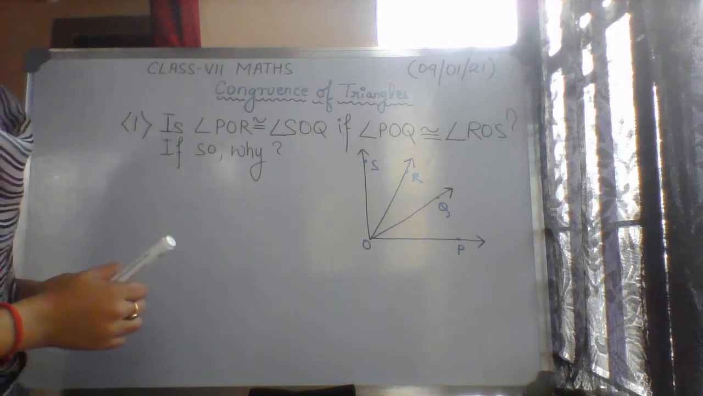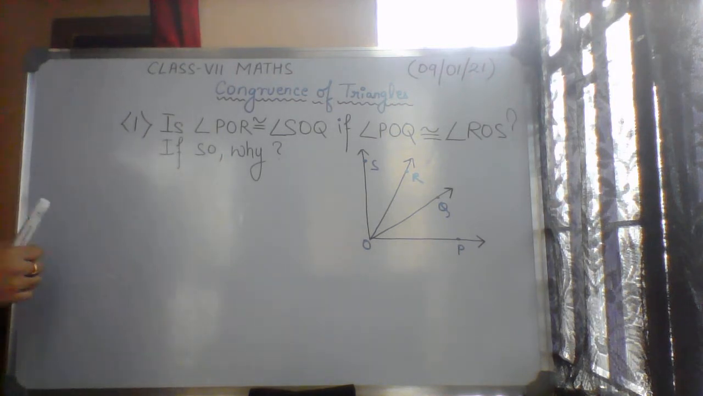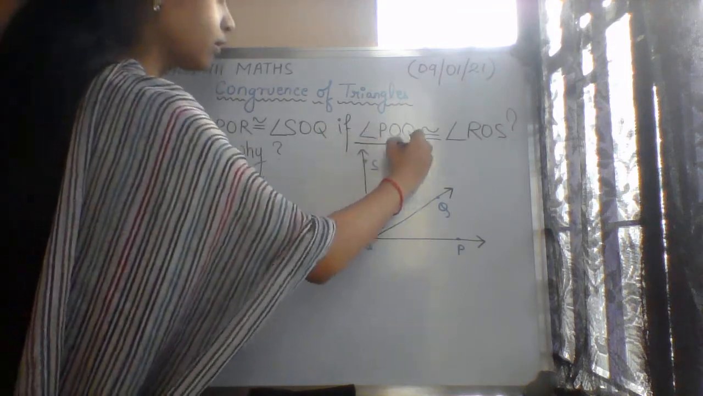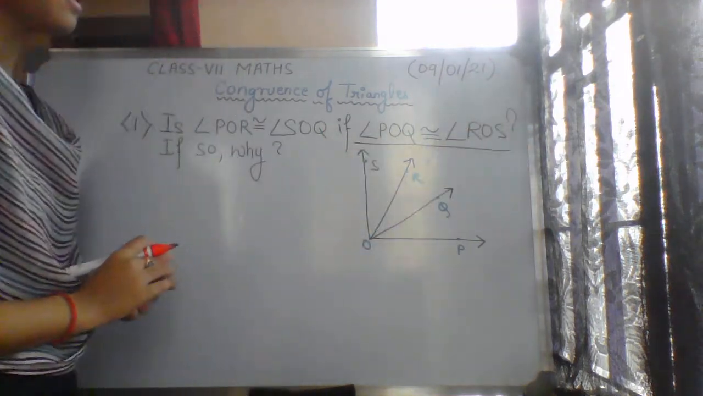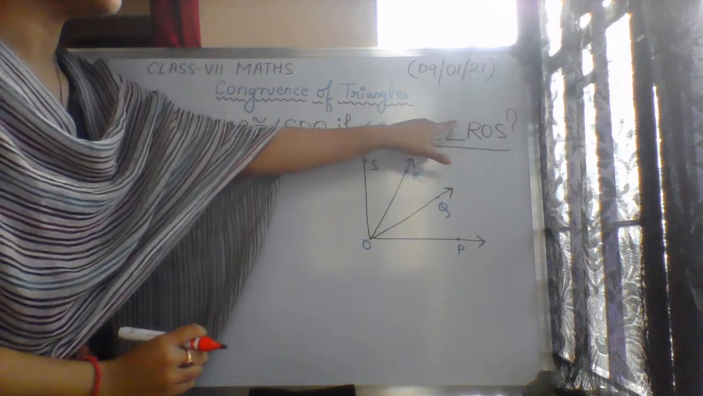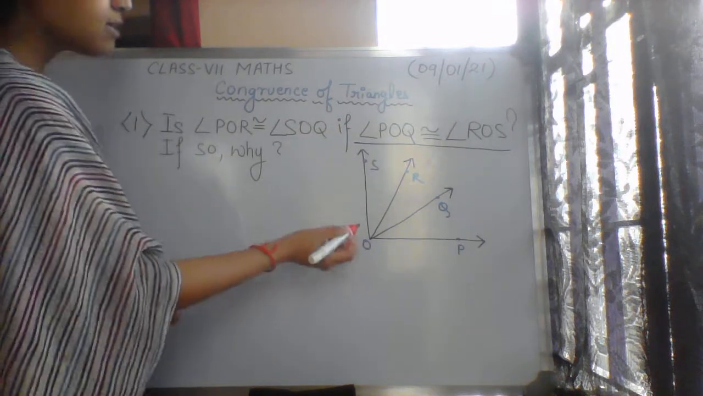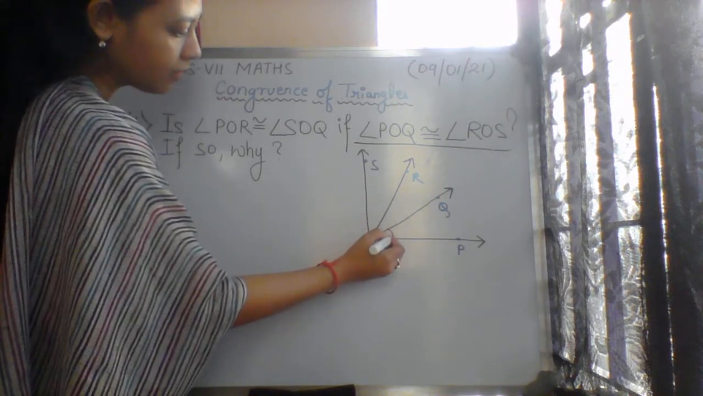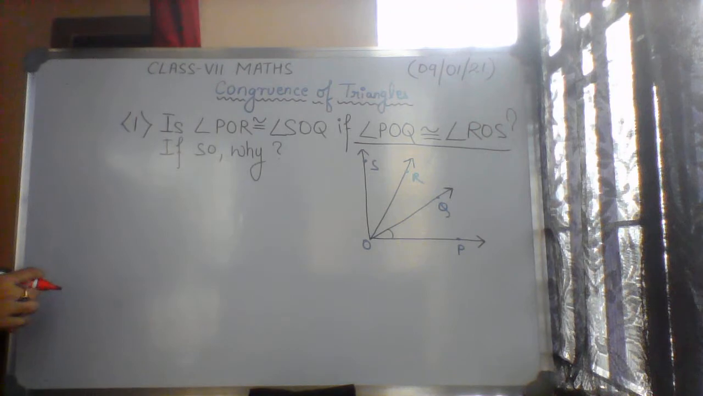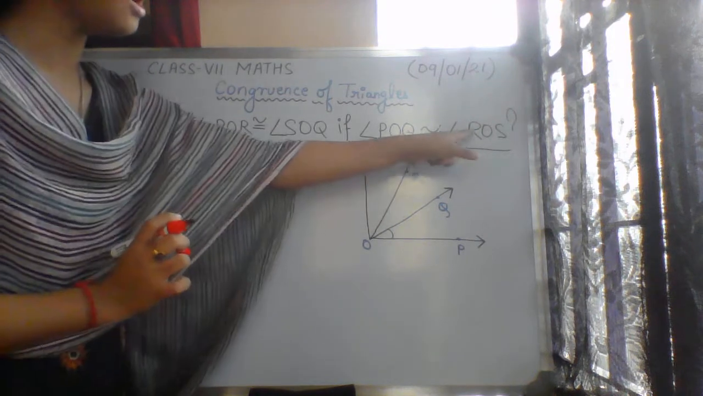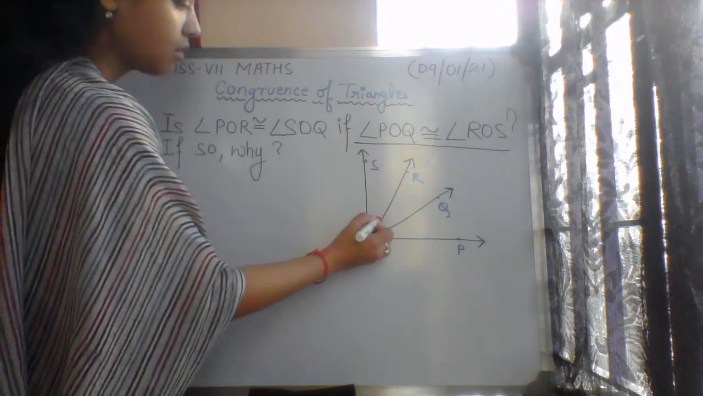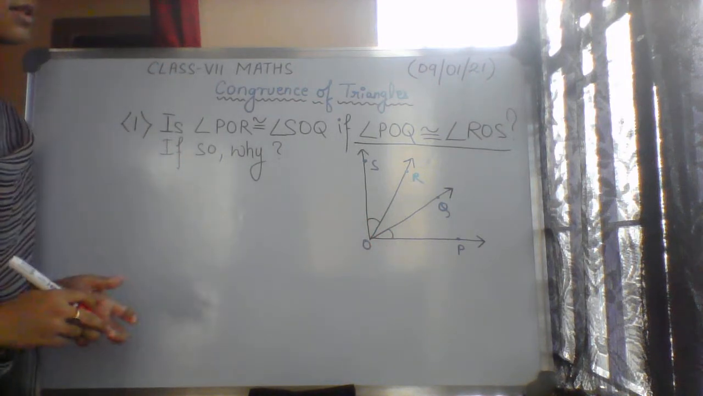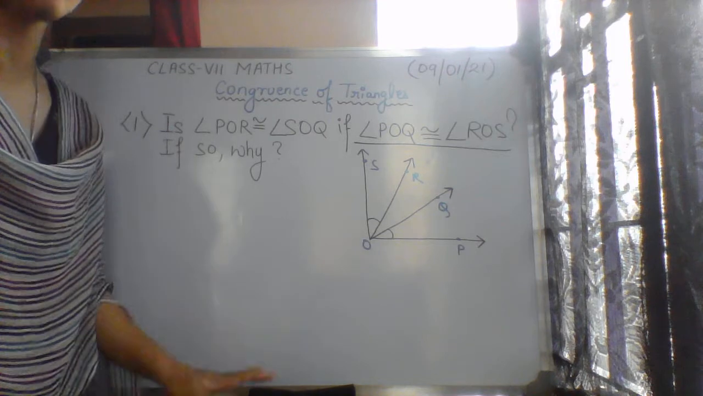Now let us see which angle they are talking about. This is already given in the question, that they are congruent: angle POQ congruent to angle ROS. Which angle is POQ? This angle. This angle is congruent to which angle? ROS. So this angle, they told us, is congruent.